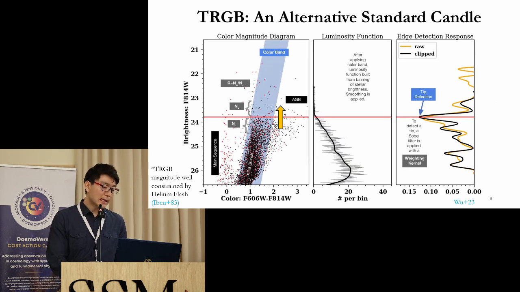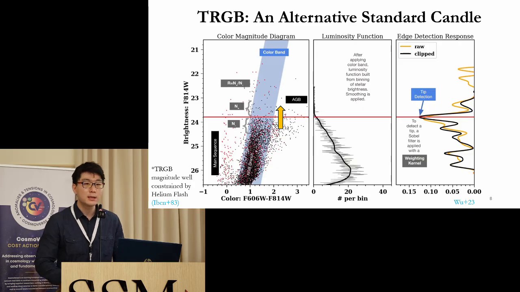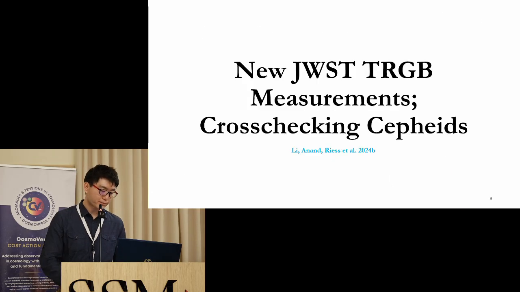So what we do here is we collapse this color magnitude diagram onto the y-axis to create a luminosity function, which is again simply a histogram of the brightnesses or the magnitudes. We can then run a Sobel filter or an edge detector to try to identify the location where the change in slope of this luminosity function is the greatest. And we simply take the maximum response of the Sobel filter as the location of our TRGB.